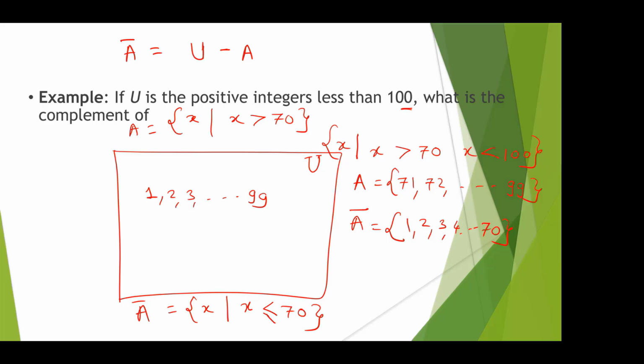Since it is very subjective, if your universal set changes, your A complement will also change. Depending upon what your universal set is, the elements in set A complement will change, because from the universal set we are going to remove all the elements of A.